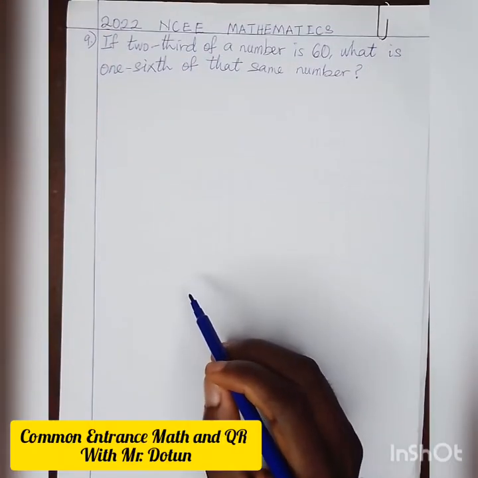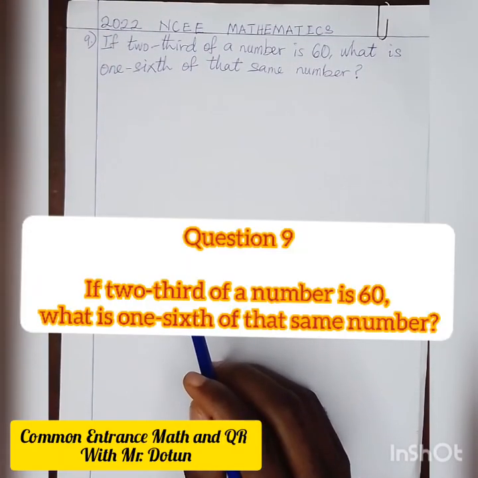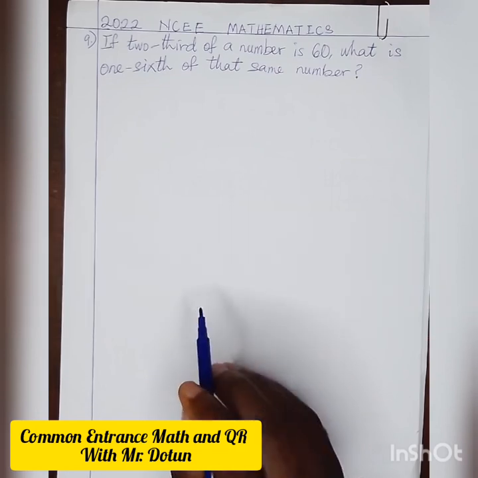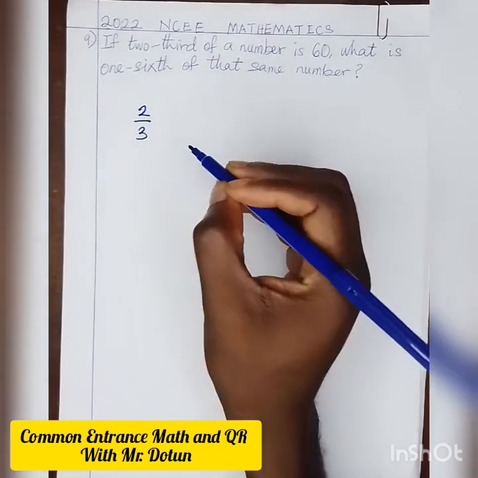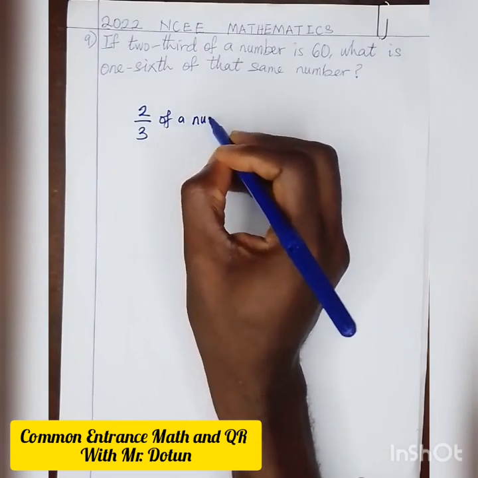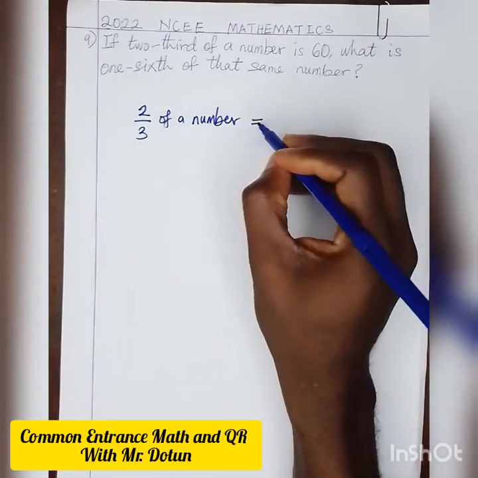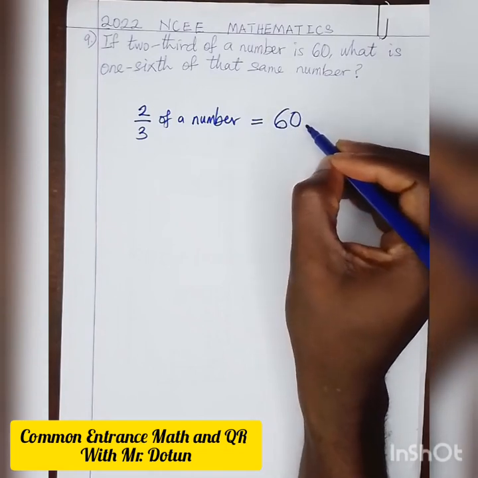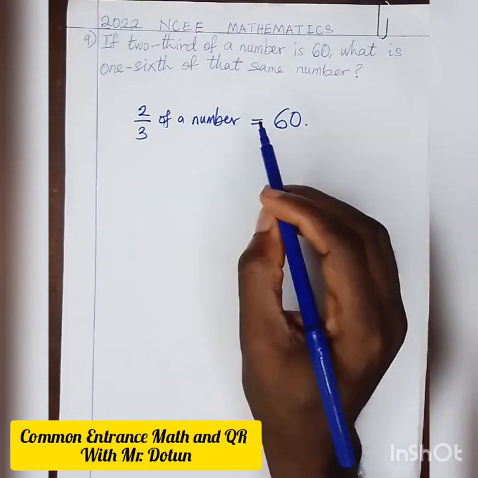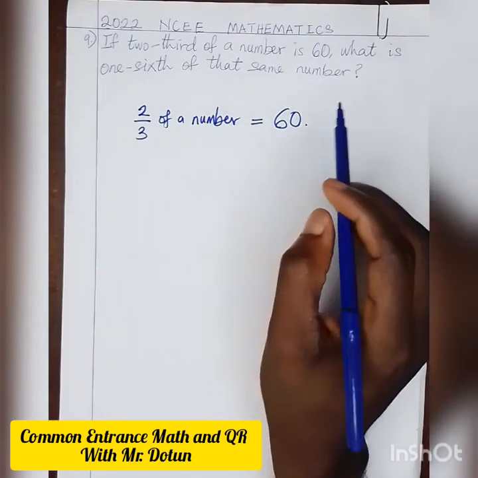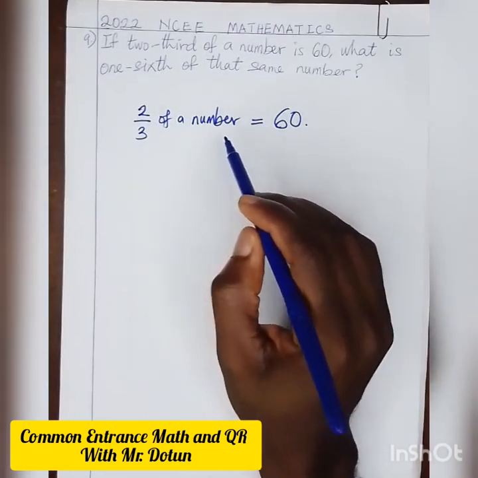Question number 9. If 2/3 of a number is 60, what is 1/6 of that same number? We were told that 2/3 of a number is equal to 60, right? So this is the first statement. We deal with this so that we can find the number. We need to find this number, then we'll find 1/6 of that number.